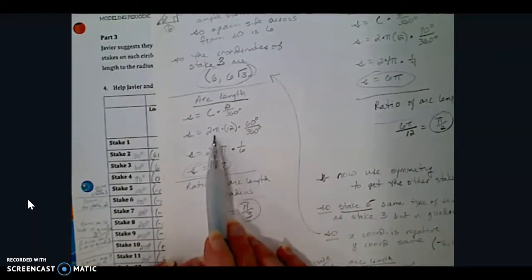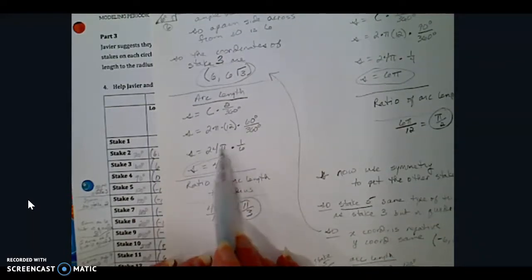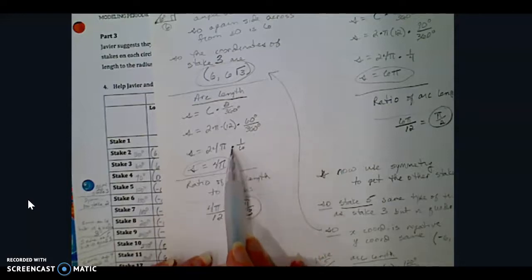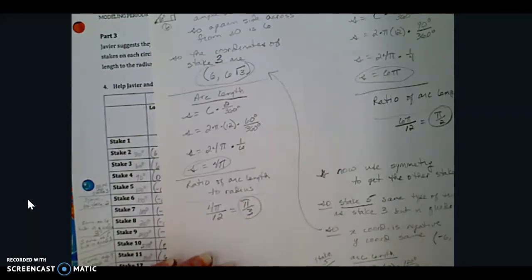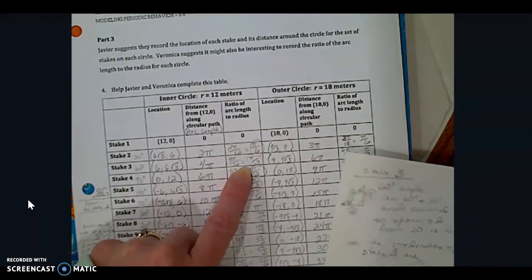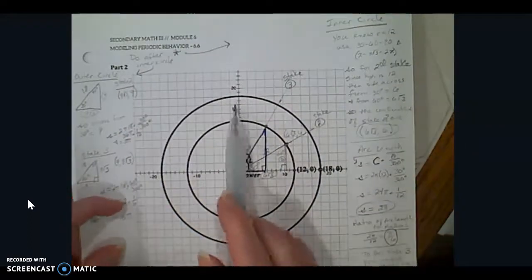And then to find the arc length, I'm going to take the circumference, which is 2 times pi times 12. We're on the same circle, so that's always going to be the same, 24 pi. But this time it's 60 degrees over 360 degrees, which simplifies to 1/6, then I end up with 4 pi. So my arc length now is 4 pi. When I show the ratio, the arc length, which is 4 pi, over the radius, which is 12, reduces to pi over 3.